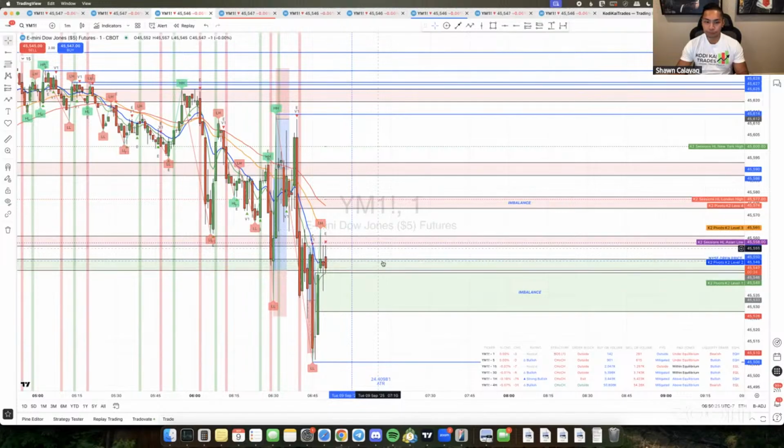So we'll see. We've got the imbalance right here. We have a previous support right here. I'm going to leave that previous support for the moment. If I do need to make some adjustments, I will, of course. Price is currently cutting back into the imbalance.